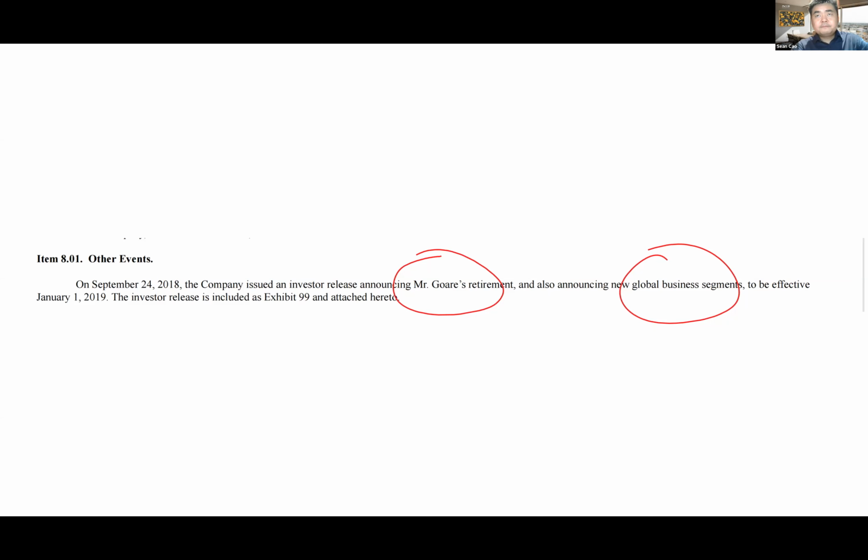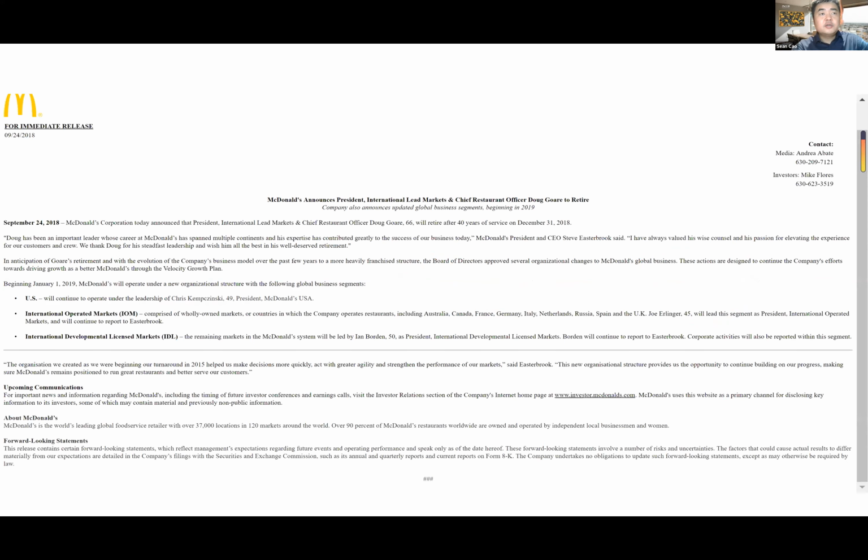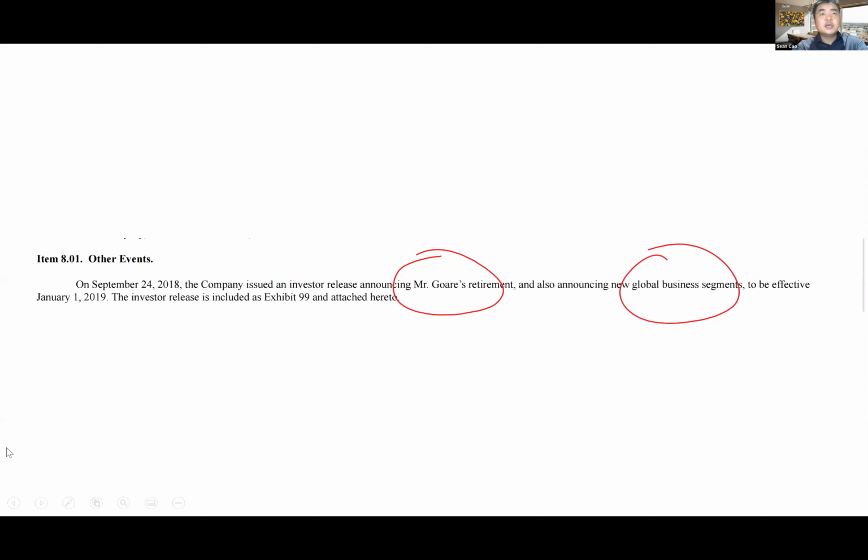So let's look at an example here. What's the item 8.01 news here? This is about the retirement of the CEO, and also the company has some new strategy of business segment. So you can get that from the exhibit. You need to go to the exhibit.